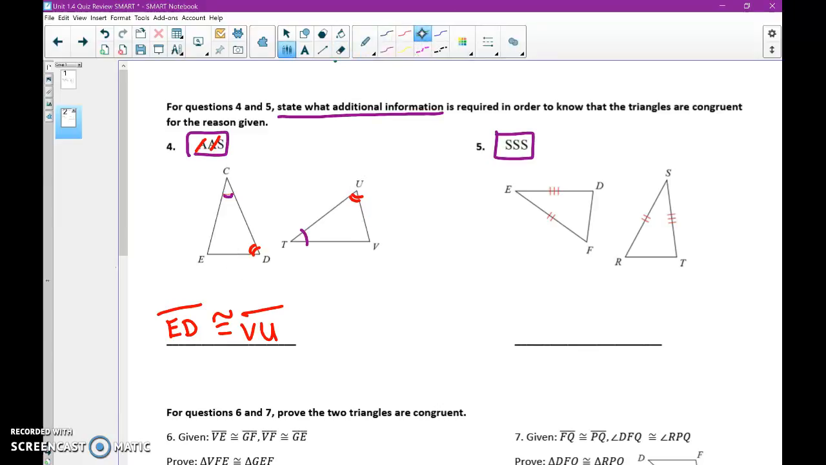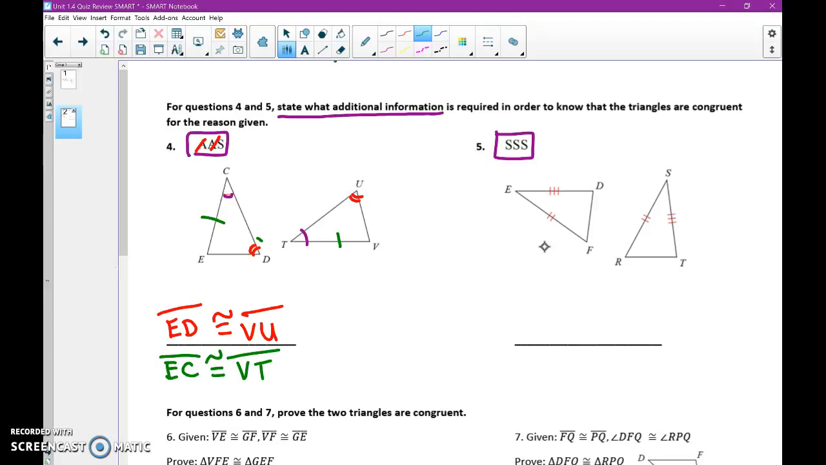Now, there is a second option you could do with this one. Because angle, angle, side is a little bit more flexible, I could go angle, angle, side, and say it's EC. And then do the same thing here. Go angle, angle, side, and say VT. So either one of these options are okay. You don't really need to put both, but either one of them works.